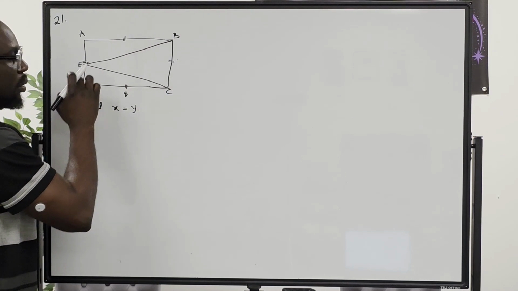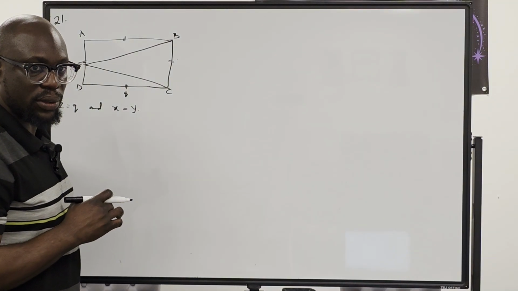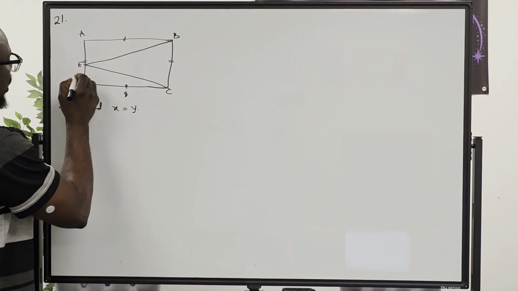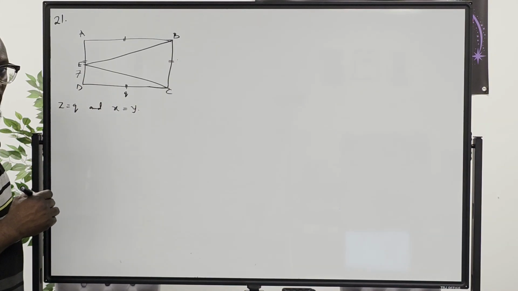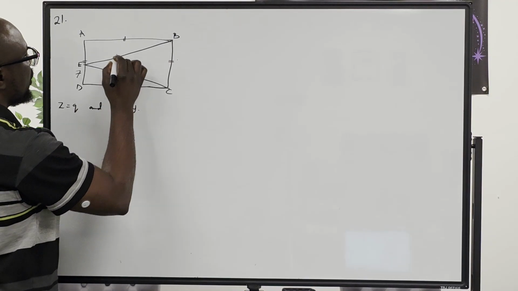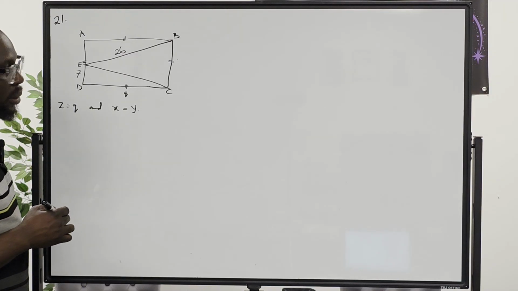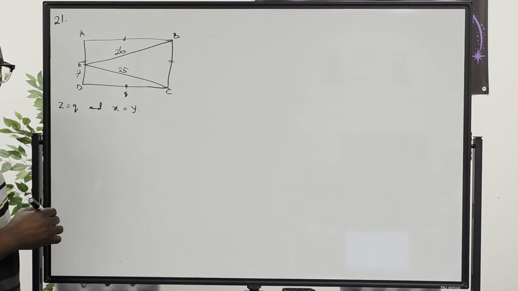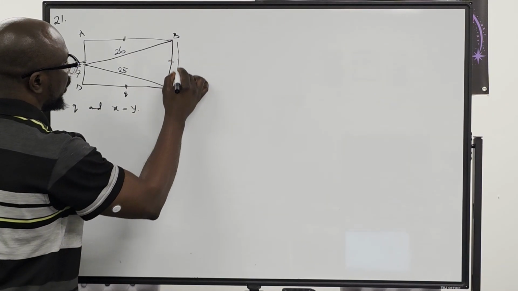Segments BE and CE partition the rectangle into 3 triangles, giving DE equal to 7 centimeters. DE is this right here, so this is 7. BE equals 26, so this is 26. And CE is 25. CE is 25 centimeters. What is the length in centimeters of BC? So we're looking for BC here.